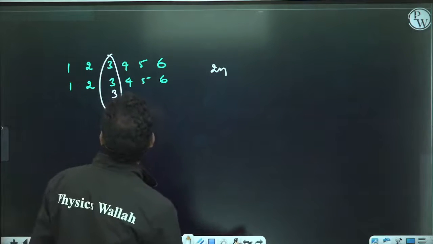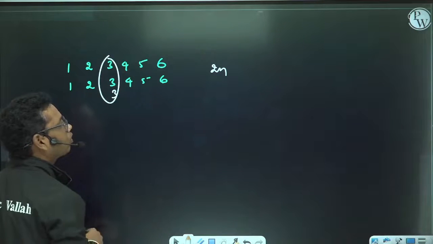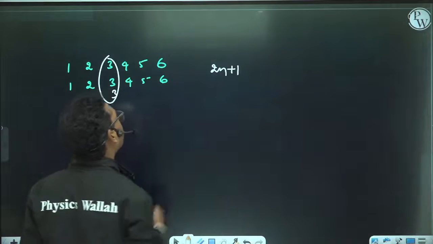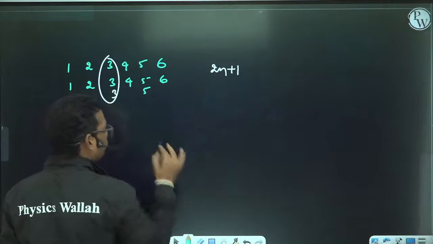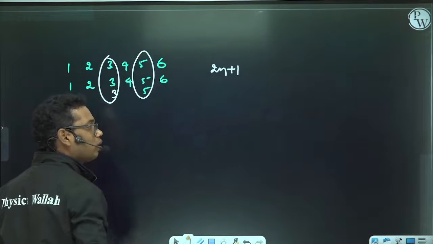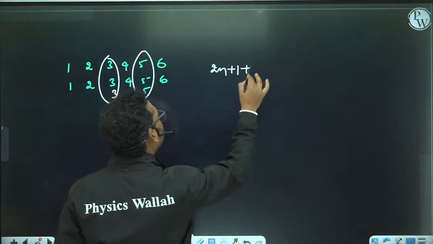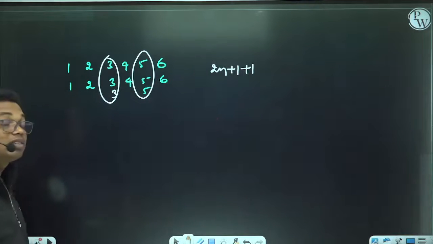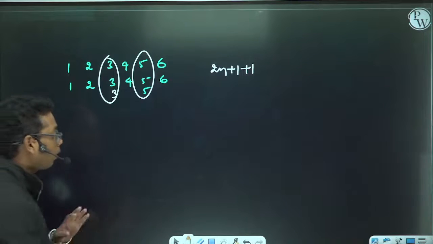Okay. What about double trisomy? This is an example of trisomy, so I will write 2n plus 1. And if I add one more copy of chromosome 5, suppose, this is also an example of trisomy. So how many trisomy? Double trisomy. For this one I will write 2n plus 1, for this one plus 1. So this is double trisomy.